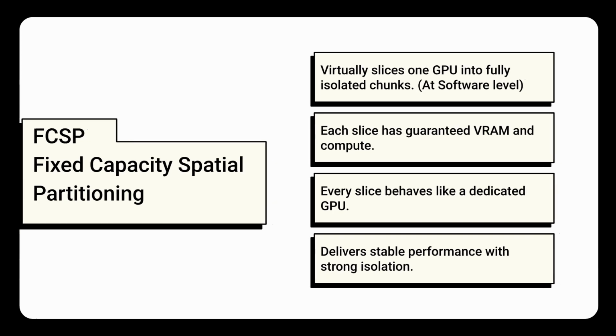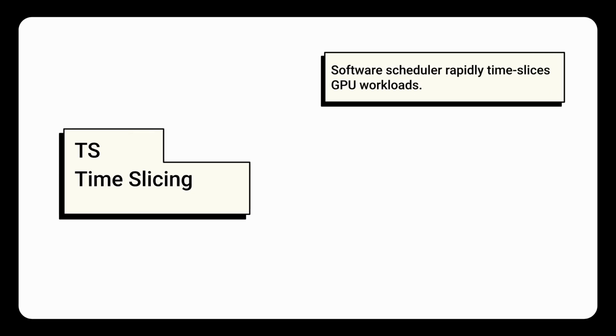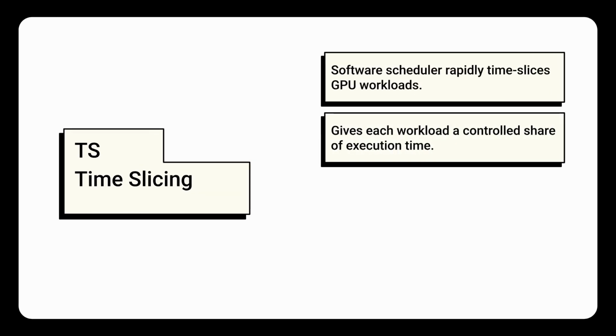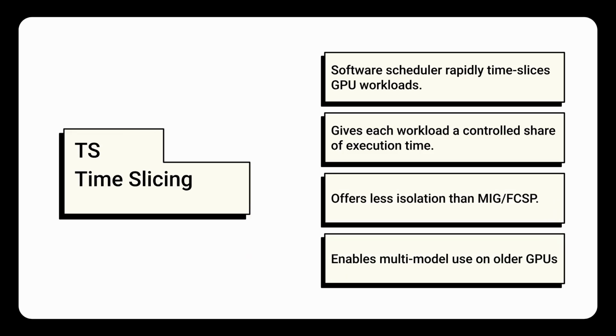And finally, for older generation GPUs that can't support MIG or FCSP, we use time slicing. This is a software-based scheduling technique that rapidly switches workloads on and off the GPU, giving each one a controlled share of execution time. While it doesn't provide the same level of isolation as MIG or FCSP, it still allows multiple models to run on older hardware in a flexible and efficient way.